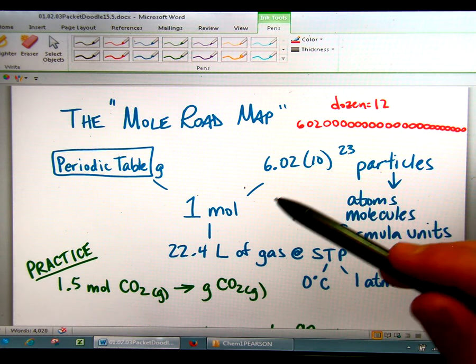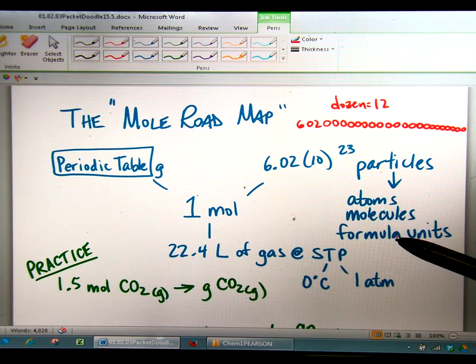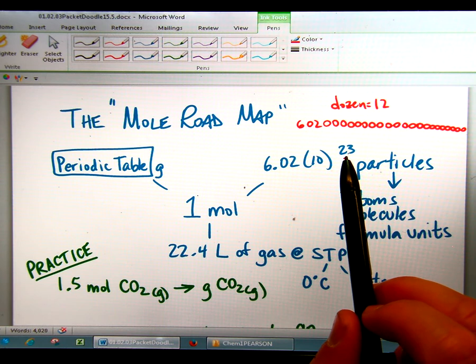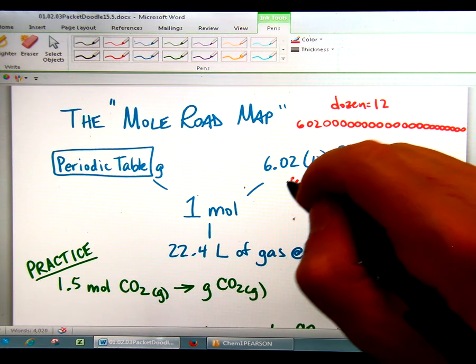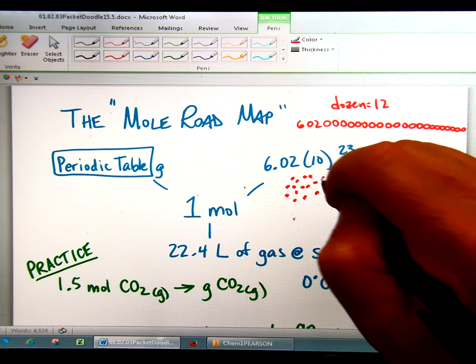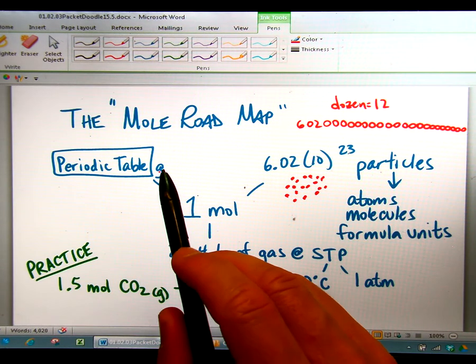But if I said you had 1 mole of something, that's how many particles you had. It could be atoms, molecules, formula units. We're going to learn these words coming up soon in the year. So this is how many things are in a mole, okay? So this is counting how many of them you have. 6.02 times 10 to the 23rd. That's a lot.